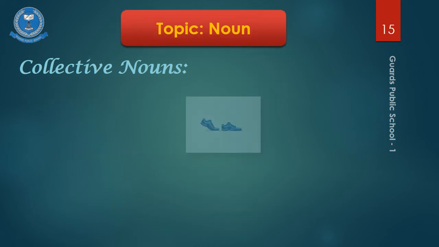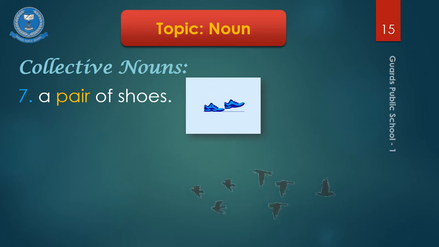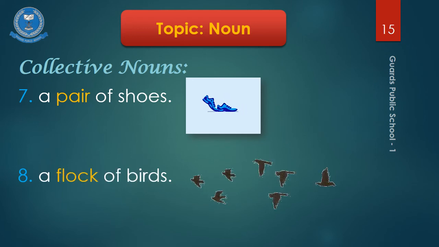Next are shoes. Can you think of any group name of shoes? Yes, it can be said as a pair of shoes. And the last one is a group of birds. And the collective name given to birds is flock. So it can be said as a flock of birds.